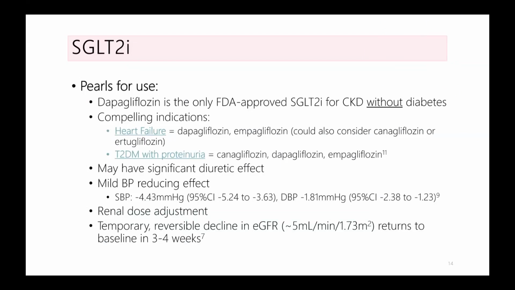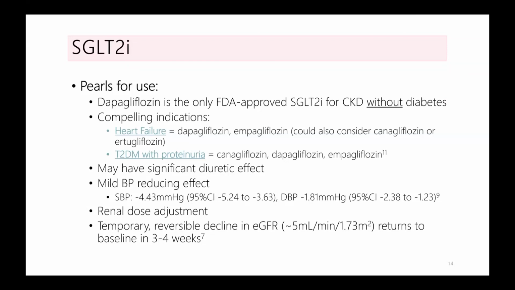It's also important to consider compelling indications, as some SGLT2 inhibitors have gotten FDA approval or are better studied in certain conditions. So for example, in heart failure, dapagliflozin and empagliflozin have FDA approval, but you could consider other SGLT2 inhibitors as you would like. And then with type 2 diabetes and proteinuria, canagliflozin and dapagliflozin have specific renal outcomes trials, but then you could also consider empagliflozin because they had renal subgroup analyses in a cardiovascular outcome trial.